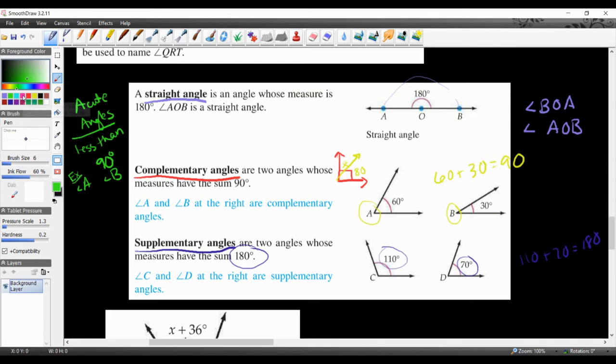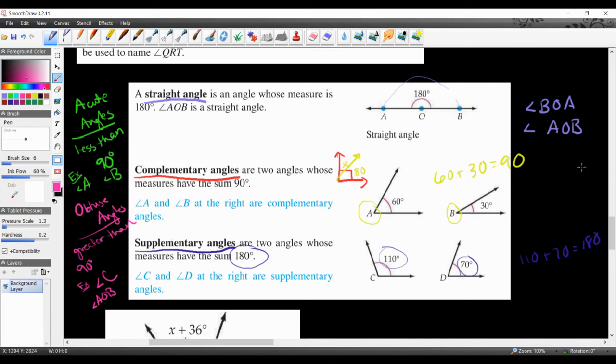Okay. And then we also have something called an obtuse angle, which is the opposite. They are greater than 90 degrees. So in this box that we have here, we could say that C is greater than 90 because 110 is bigger than that. So we can say example angle C. Okay, and you could even say that this one, the straight angle, angle AOB or BOA is also going to be obtuse. So we can say angle AOB is also obtuse.